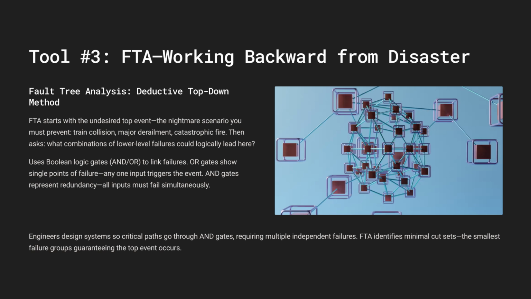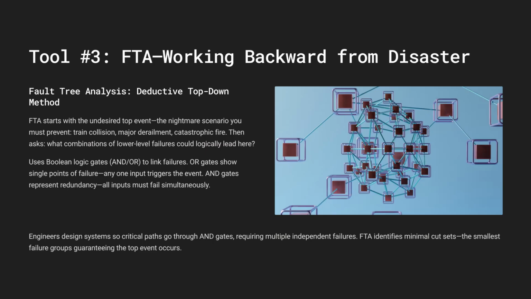Now contrast that with an AND gate. For the event above an AND gate to occur, all of the input events below it must happen simultaneously, or at least in the necessary sequence. So AND gates represent redundancy, robustness. Exactly. Engineers strive to design systems so that critical failure paths have to go through AND gates. It means multiple independent things have to fail together, which is much less likely.